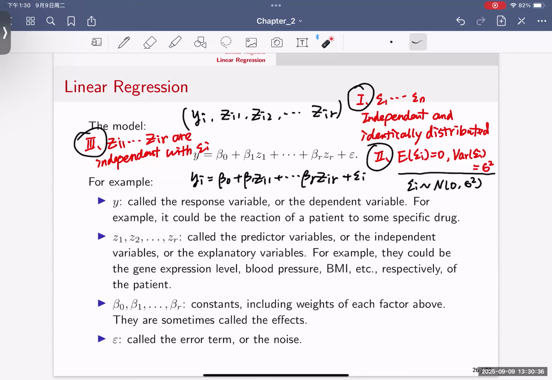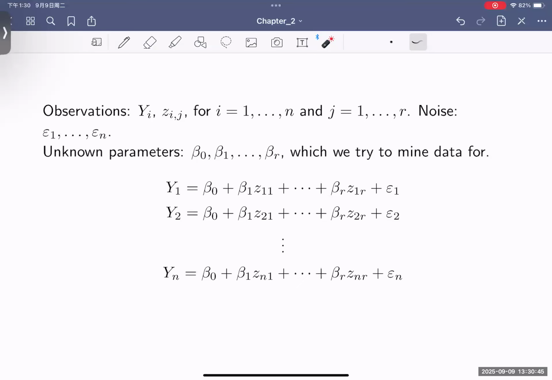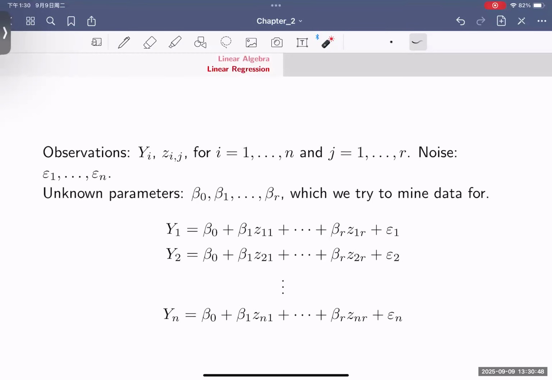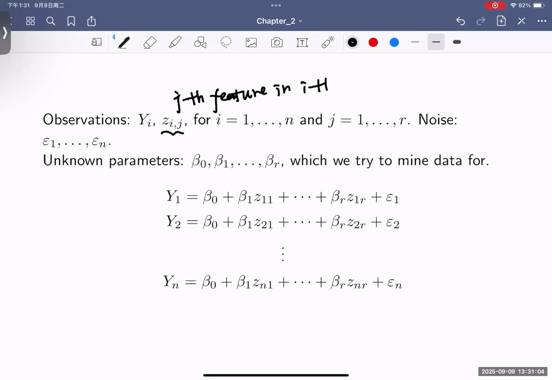Now we already have the linear model. Next we will try to use this model to represent all the data. Here we have the observation yi and also zij, where zij stands for the jth feature in the ith data. We just write it down here: jth feature in the ith data.